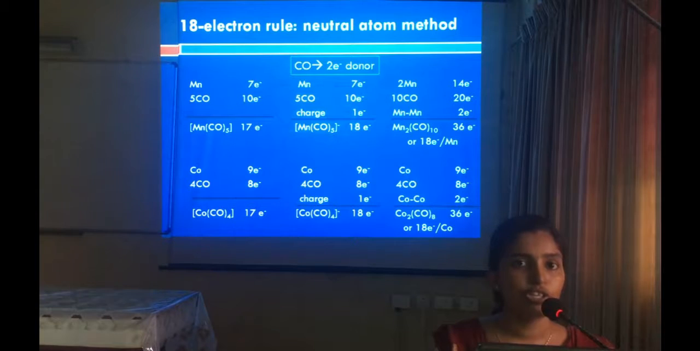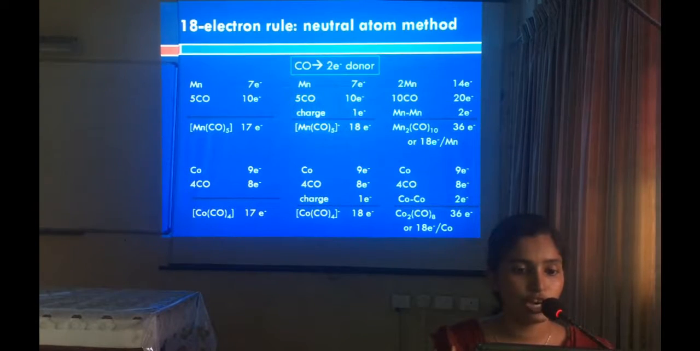At the same time, if we try to take the corresponding anion of the manganese complex or the cobalt complex, we can see that they obey the 18 electron rule. Let's see how we have to take the total electron count. The manganese donates 7 electrons, carbonyl donates 2 electrons each, and we have an extra charge.